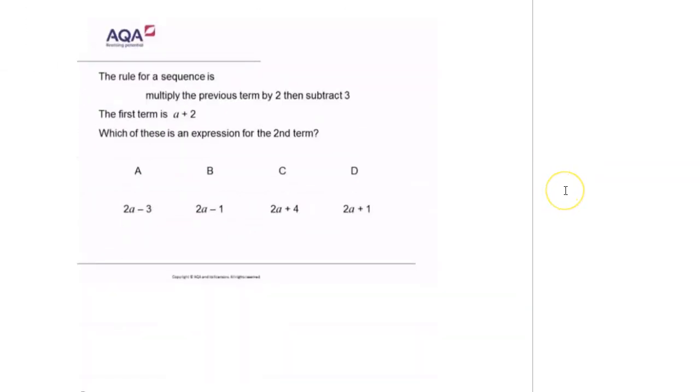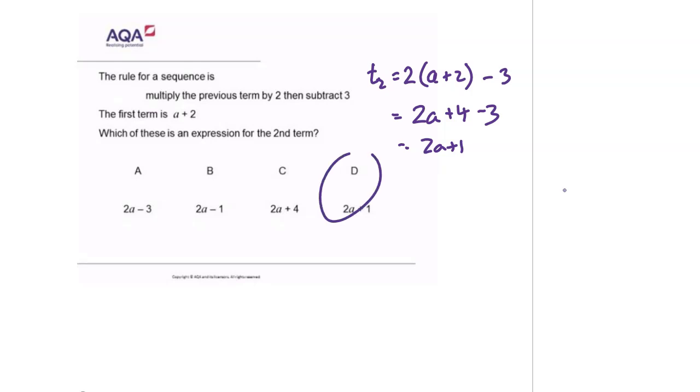The rule for the sequence: multiply the previous term by 2 and then subtract 3. The first term is a plus 2. Which of these is an expression for the second term? So I just need to take the first term, a plus 2, multiply that term by 2, then subtract 3. And now we're just expanding. 2a plus 4 minus 3, 2a plus 1. Answer D.